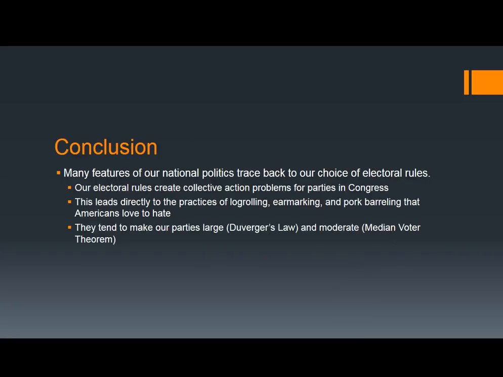All right, let's conclude. So in conclusion, many features of our national politics trace back to our choice of electoral rules. Our electoral rules create collective action problems for parties in Congress trying to get legislation passed. This leads directly to the practices of log rolling, earmarking, and pork barreling that Americans love to hate, but the parties have to try to coordinate in order to get congressmen on board with their party platform. And our electoral rules tend to make our parties large, that's Duverger's law, and moderate, that's our median voter theorem.